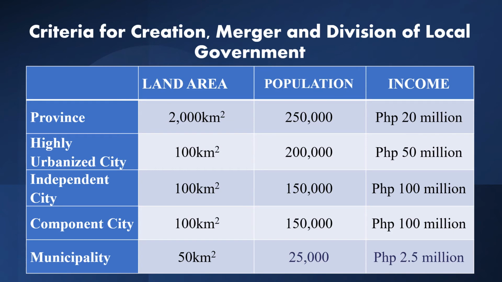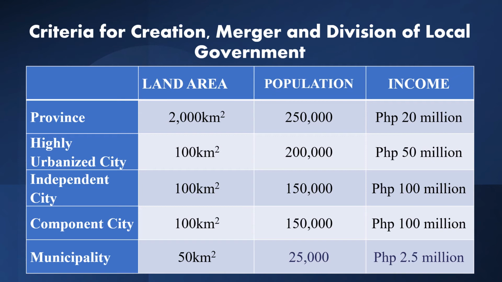Criteria for creation, merger, and division of local government. So there are three criteria here, which include land area, population, and income. In order for a place to become a province, it must have a minimum land area of 2,000 square kilometers, a population of at least 250,000 inhabitants, and an annual income of at least 20 million pesos.